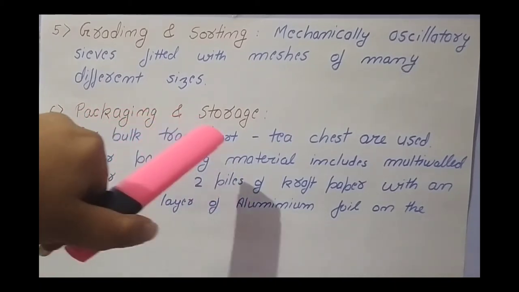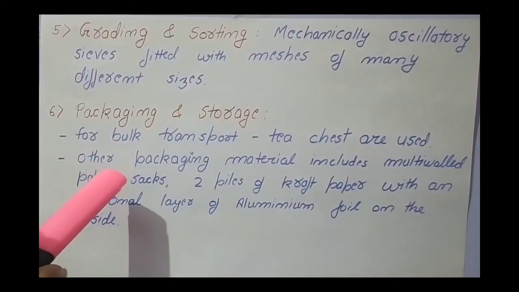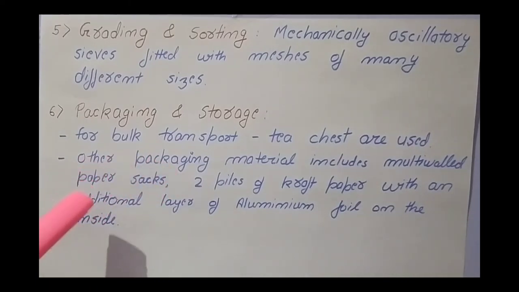For bulk transport, tea chests are used, and other packaging materials include various papers, two-ply kraft paper with an additional layer of aluminum foil, etc. These are used for the packaging of tea.